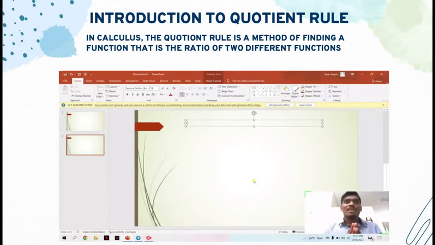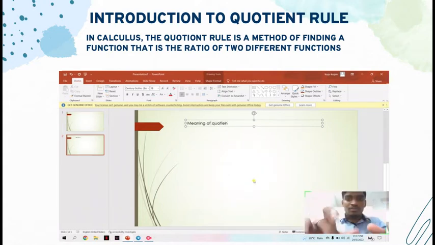My part, I'm going to explain about the quotient rule and the formula. First of all, I'm going to explain about the meaning of the quotient rule.